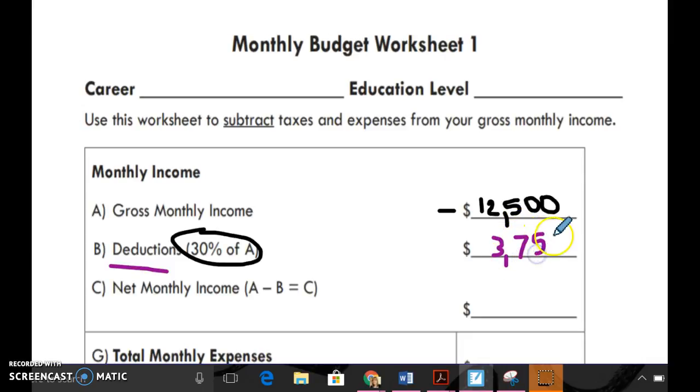And then I have to subtract those. That tax is coming out. So whatever you got for your annual, you multiply it times 30%. Once you get that, you need to subtract that. And when I subtract those two, I get $8,750. This is your net monthly income. This is how much you have to work with. So then when you start doing your housing and all the other things, you're working from this number.